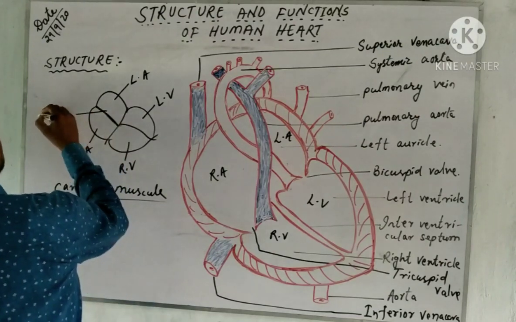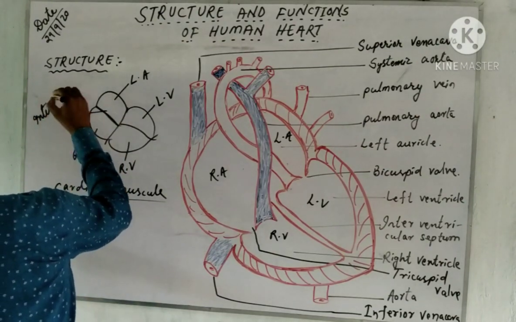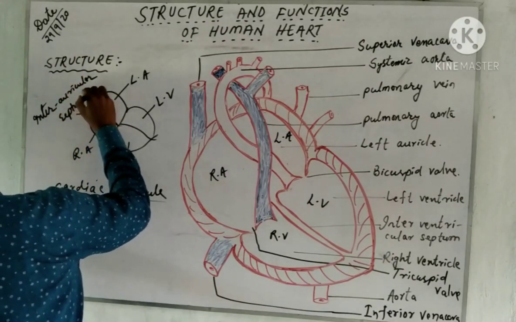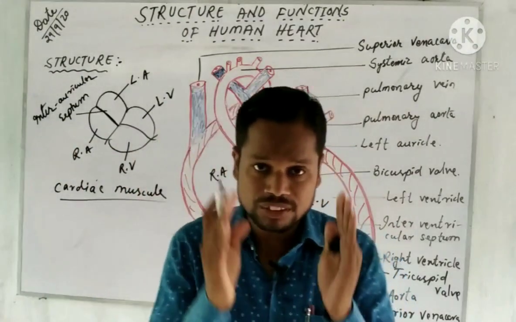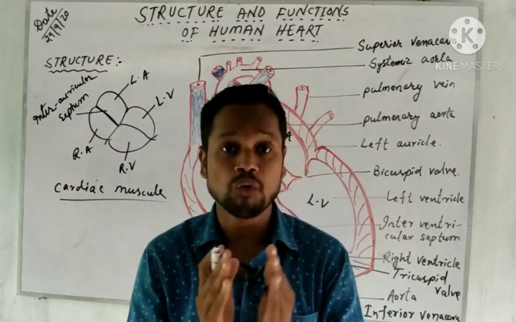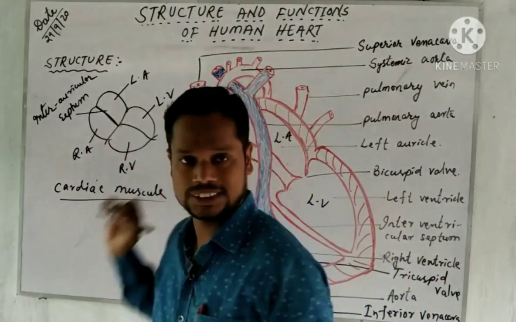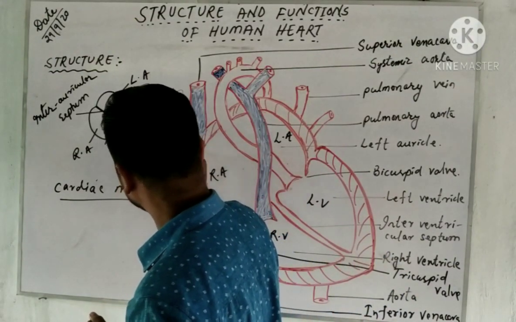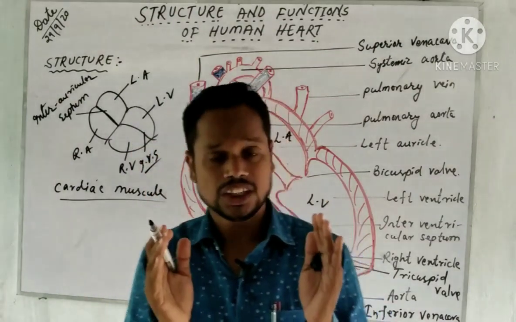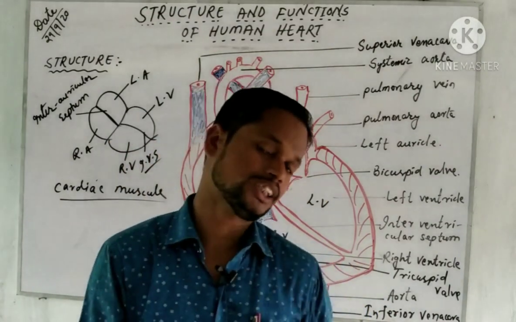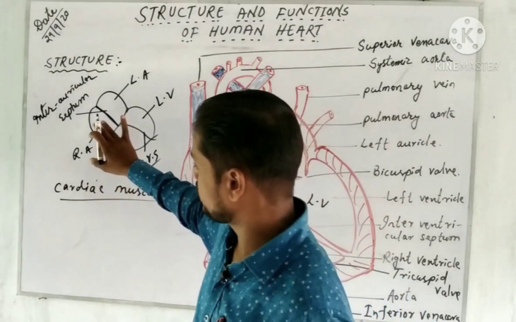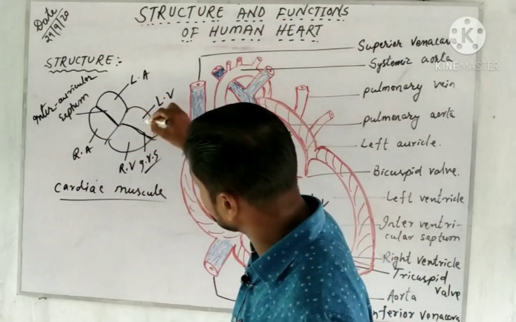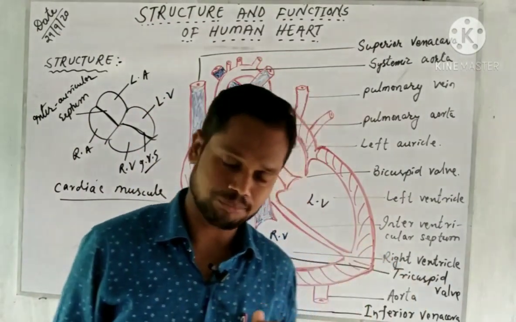This is called the interauricular septum. The septum or wall present between the two auricles is called the interauricular septum. Similarly, there is the interventricular septum, which I have written in short as IVS. The septum or wall present between the two ventricles is called the interventricular septum.